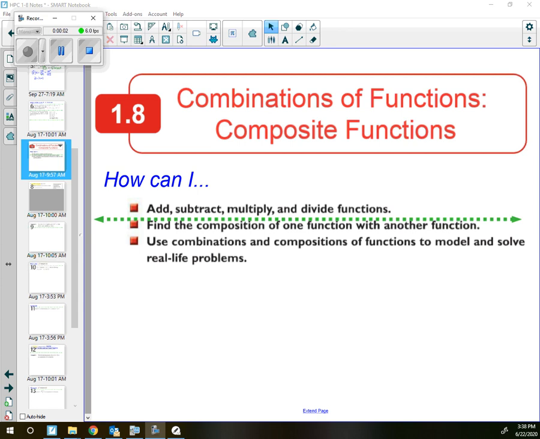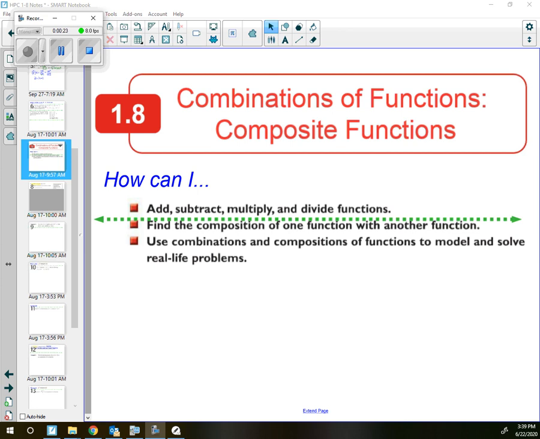All right, so we're on to 1.8 part 2, looking at different ways to combine functions. In part 1, we talked about adding, subtracting, multiplying, dividing, doing those operations between two functions. Today we're going to talk about composition of functions. When you compose them, basically, it means you do one function and then you take that and you plug it into another function.